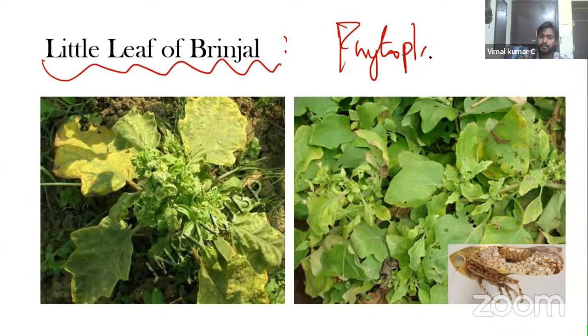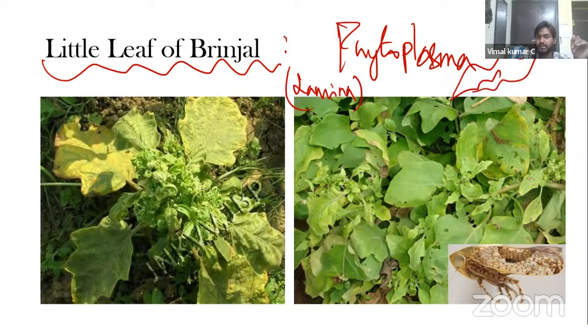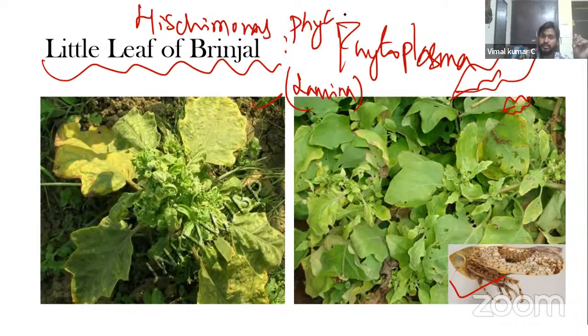If you take the phytoplasma, the major symptom is that it reduces the leaf lamina size. The size will be drastically reduced. Then the internodes will be shortened. The vector here is Hishimonus phycitis, which is a leaf hopper. So this is the vector.